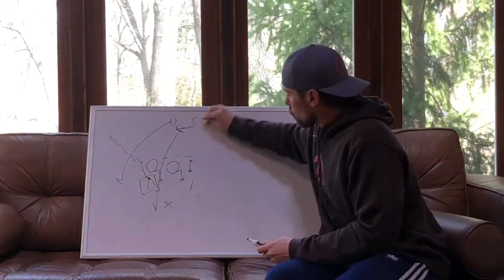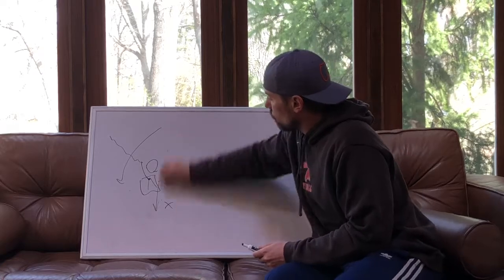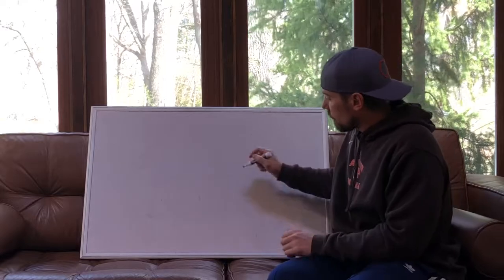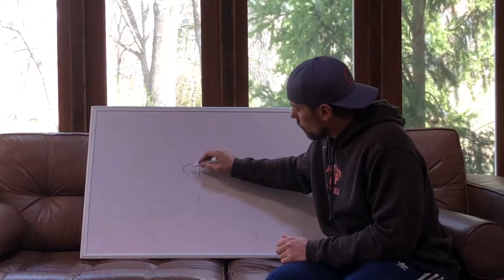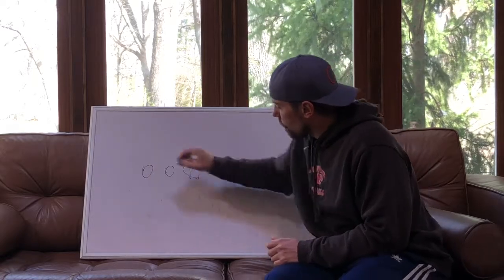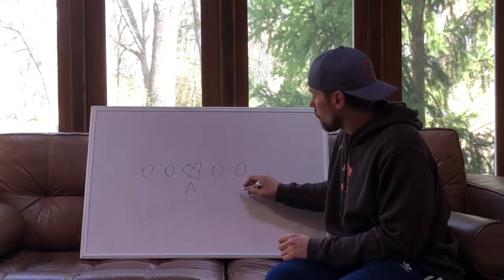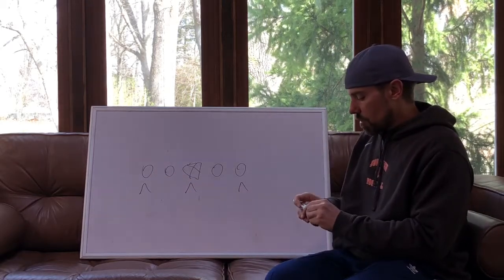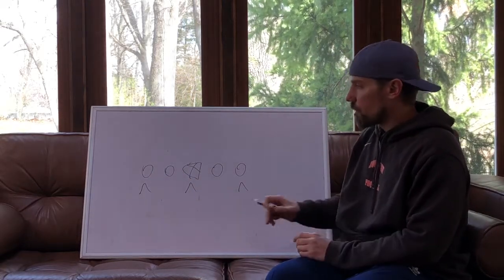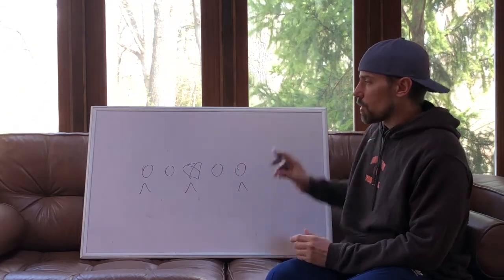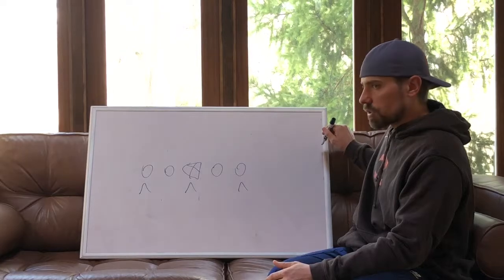Now, one of the most important things we're going to touch on here is man versus zone versus what I call progression blocking. I'm going to isolate this into these five guys again. If you remember from when we talked about the defensive secondary video, we numbered defenders: there's the number one receiver out here close to the sideline, number two.